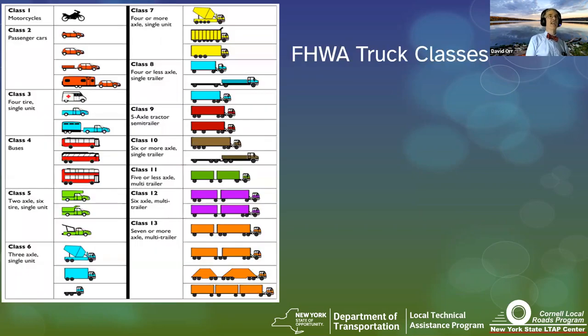Now, you may or may not have seen this. This is in your handout if you're interested. The FHWA defines 13 classes of vehicles. There's actually a 14th that's not shown, but for pavements, we're going to use 13 classes of vehicles. Motorcycles all the way up to 7 or more axle multi-trailer systems. So how do you deal with all of those different vehicles? I mean, wow, could go crazy. Well, computers make this feasible, make this possible.